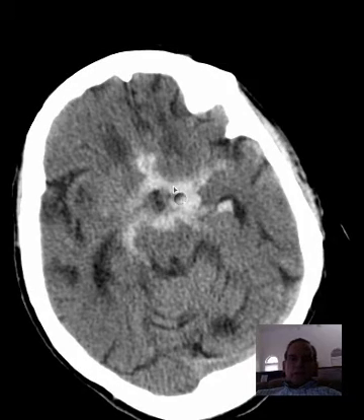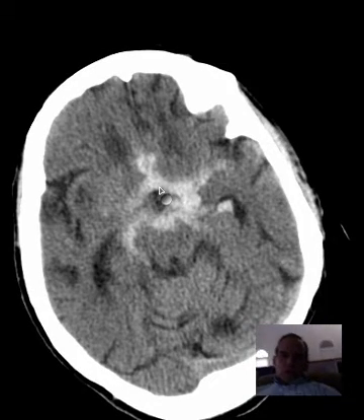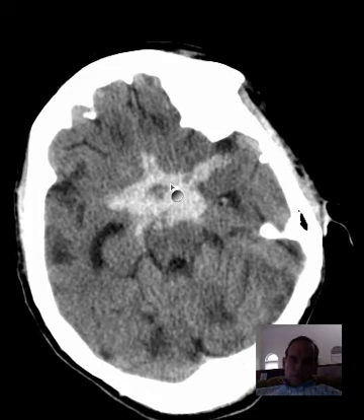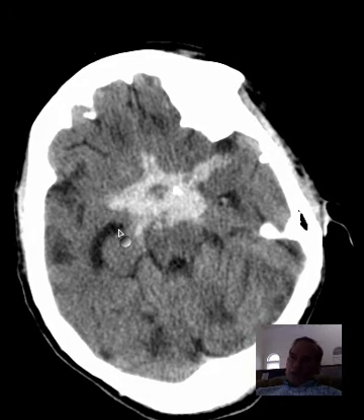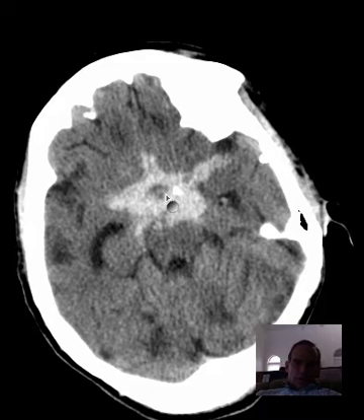There is high attenuation material in the suprasellar cistern and extending into the anterior cerebral artery and middle cerebral artery cisterns, as well as in the prepontine cistern. It has a stellate configuration typical of subarachnoid hemorrhages that occur from one of the main cerebral arteries in the region of the circle of Willis, and this is a subarachnoid hemorrhage.